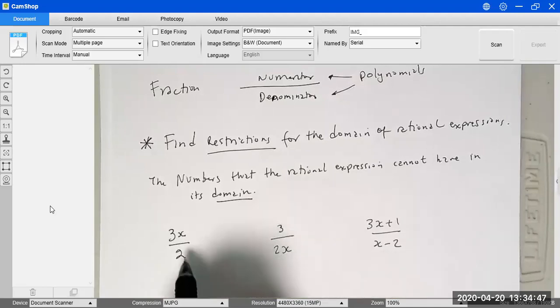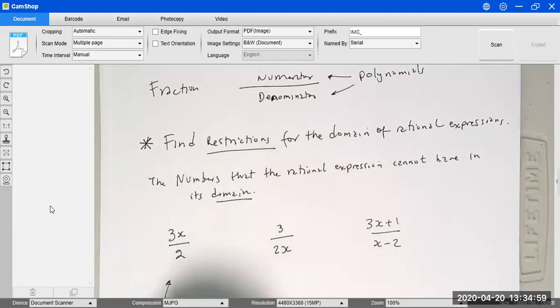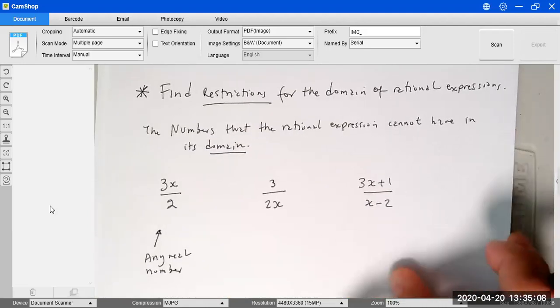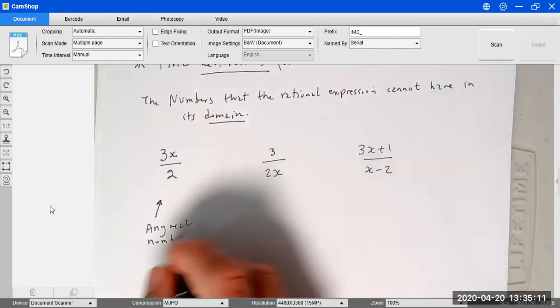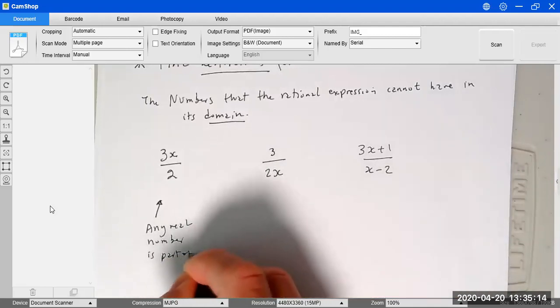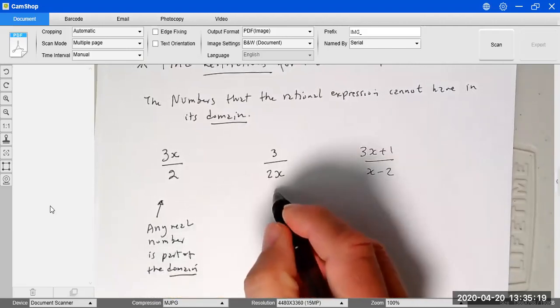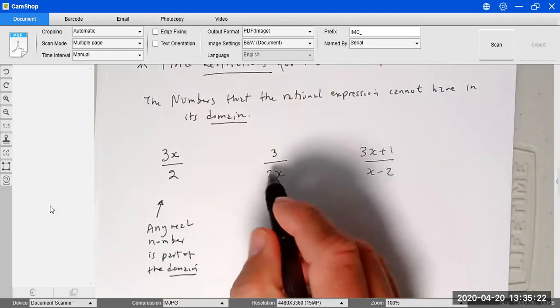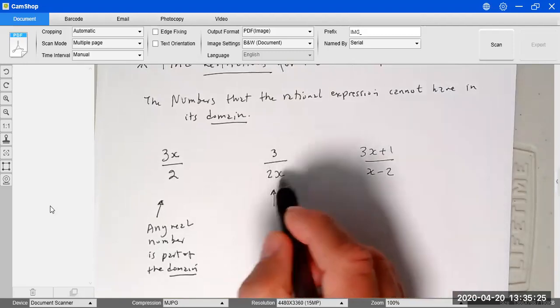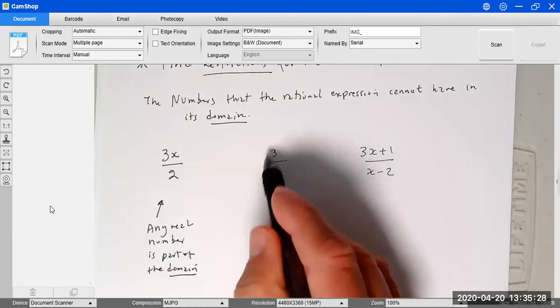So in the first case, you can use any number, and never then the denominator is going to be 0 because the denominator is already 2. So when you have this kind of rational expression, any real number can be used to evaluate the expression. Any real number is part of the domain. But in the following case, there is one value that if you use for x, then this rational expression is going to be undefined.